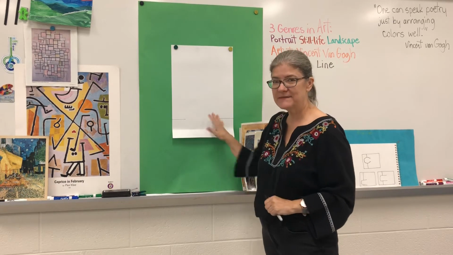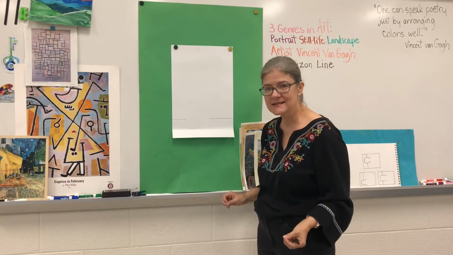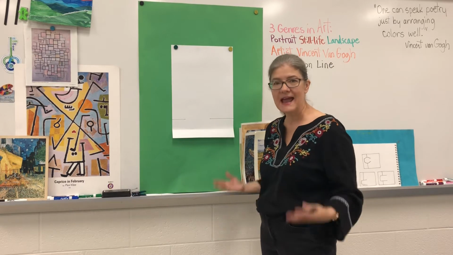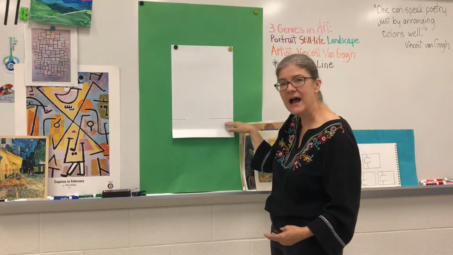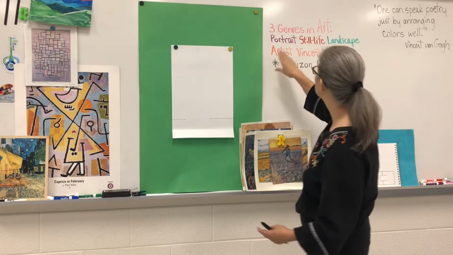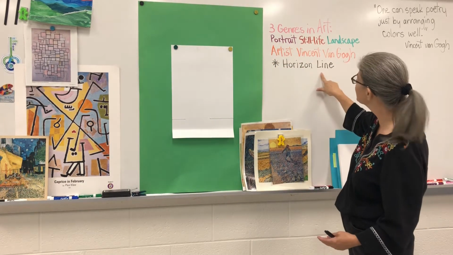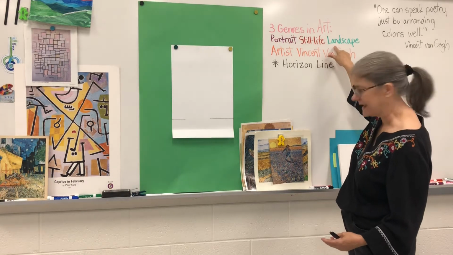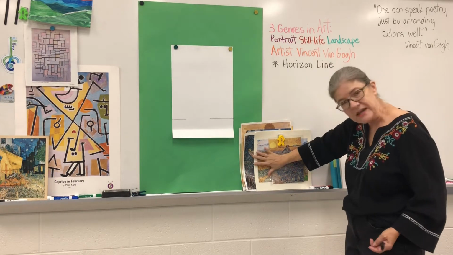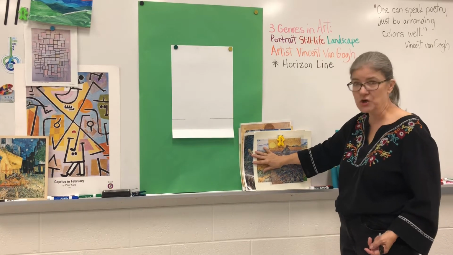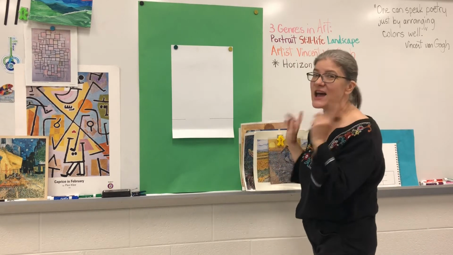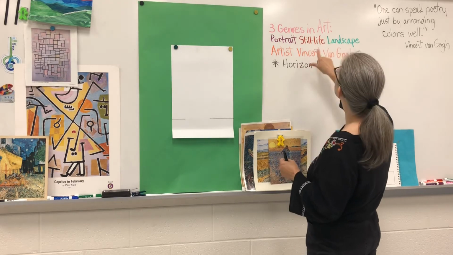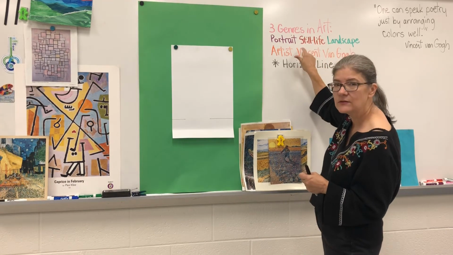I led you to believe this was going to be a landscape, a picture of things outside with land and sky and a horizon line. I do want you to know that. I want you to know horizon line. I want you to know what a landscape is, that it's a picture of things outside. It could be a photograph or a drawing or a painting. But today we're going to make this other genre of art. We are going to make a still life.